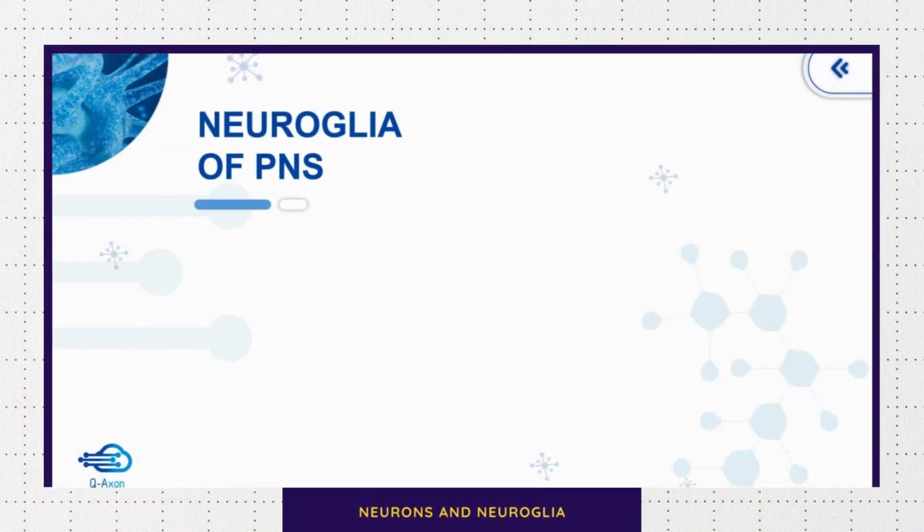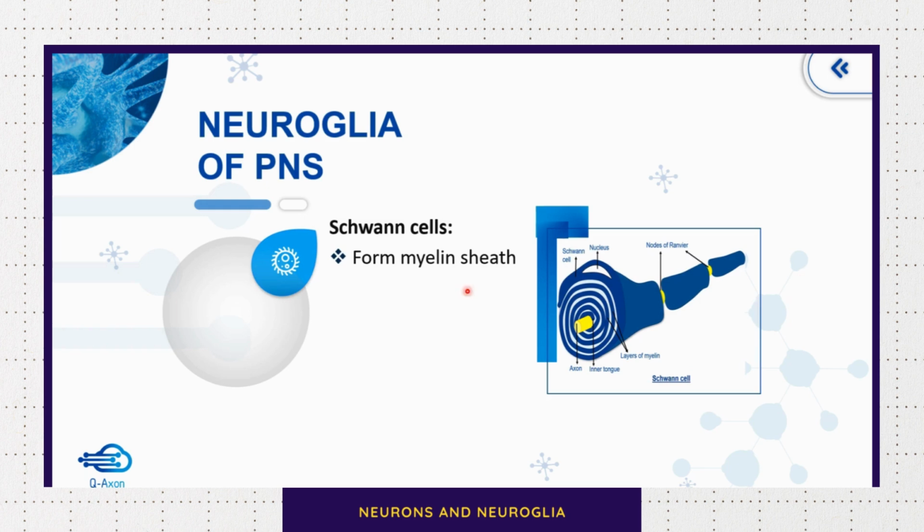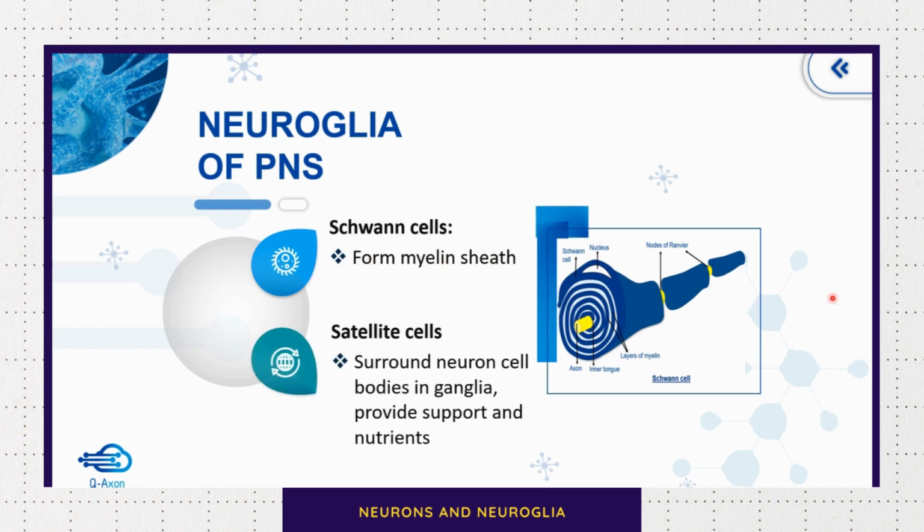Now, there are two types of neuroglia in the peripheral nervous system. We have already seen the Schwann cells, which form the myelin sheath in the peripheral nervous system. The other group of neuroglia in the peripheral nervous system is the satellite cell. Now, these cells surround neurons in the ganglia. The cell body of the neuron is surrounded by satellite cells. So, satellite cells provide support and nutrition to these neurons.